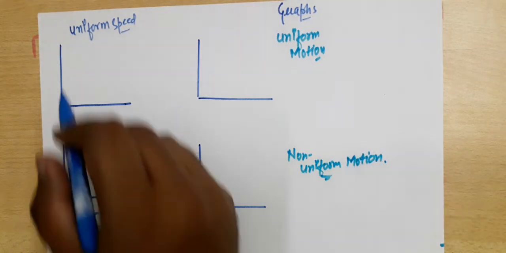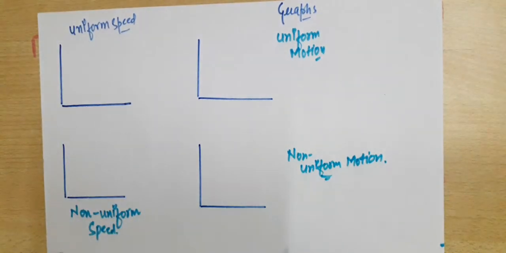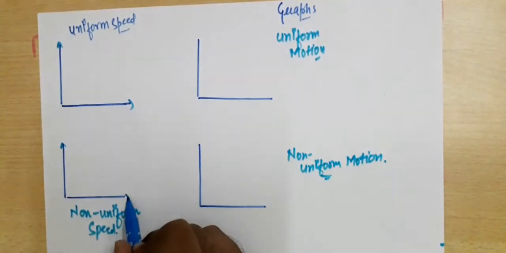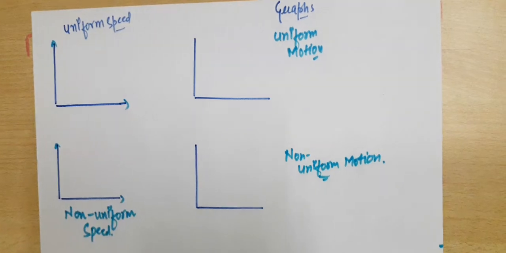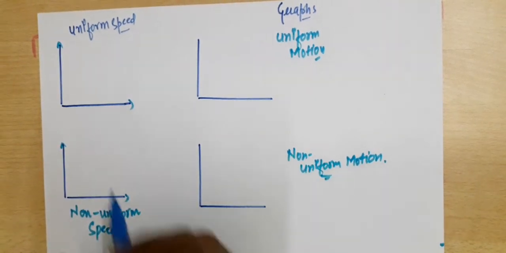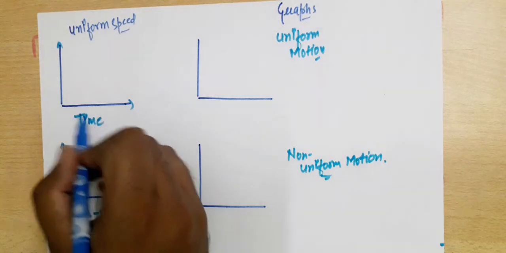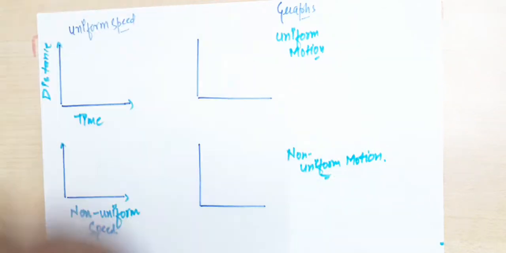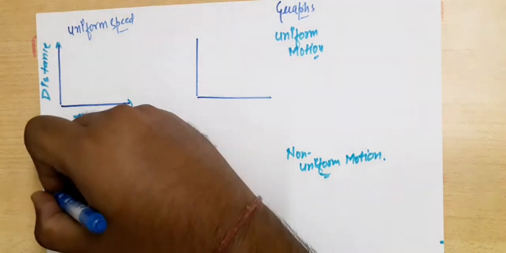So as we know, a graph has two axes, one axis is x, one axis is y. Generally, we cannot say that every time it will be the x or y axis, but for an instance, we will just understand by x axis and y axis only. In the case of uniform speed, I will take this x axis to be the time, and this y axis to be the distance. In this case also, this axis will be the time and this will be the distance.